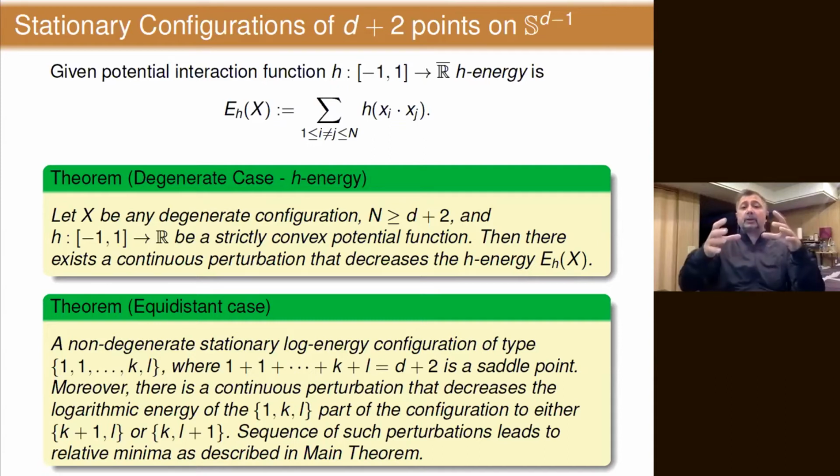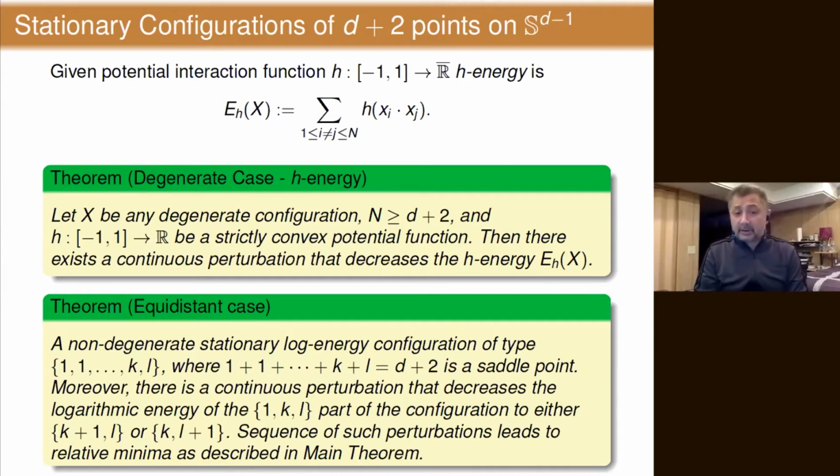Now, think of the pentagon, all right? Take a regular pentagon on the equator. Take one side and just flip it vertically, okay? And that will decrease the logarithmic energy, or increase the product of the distances. All right, so this is really what this theorem is about.